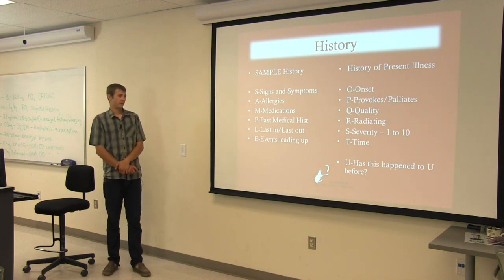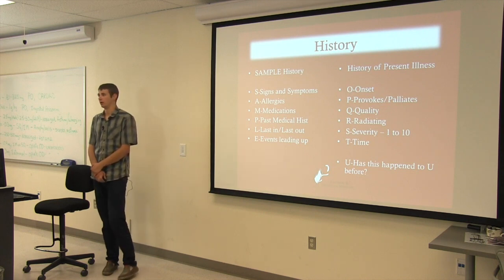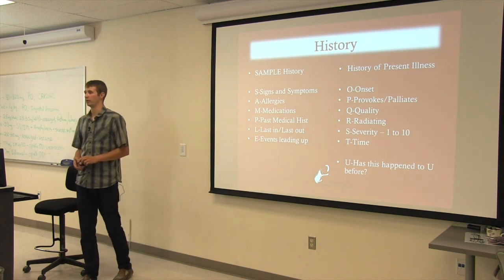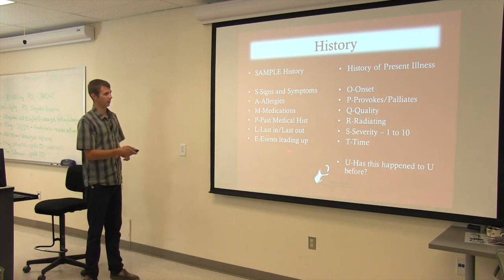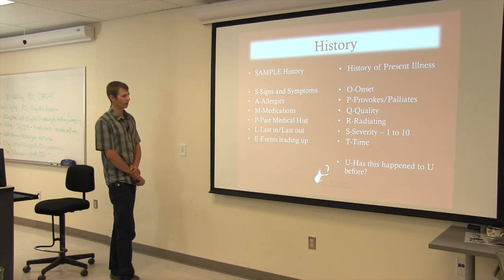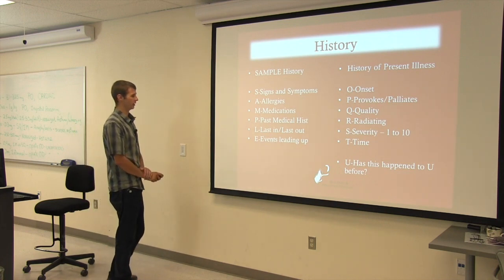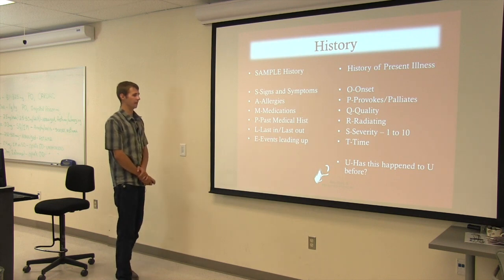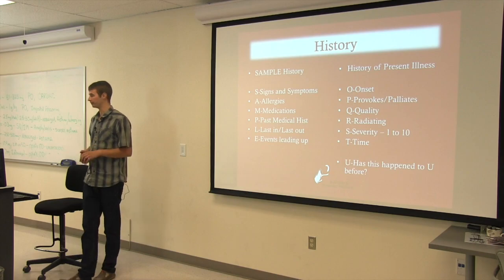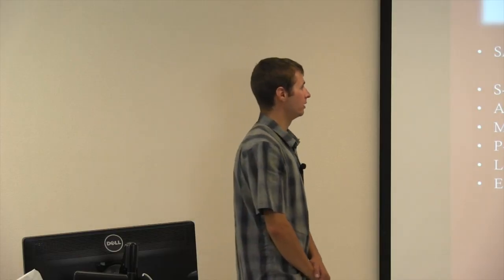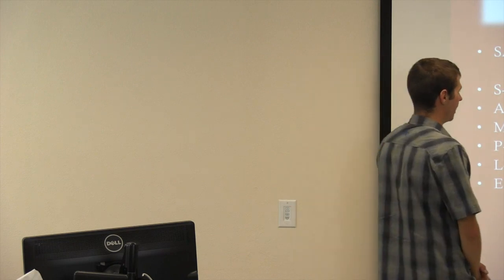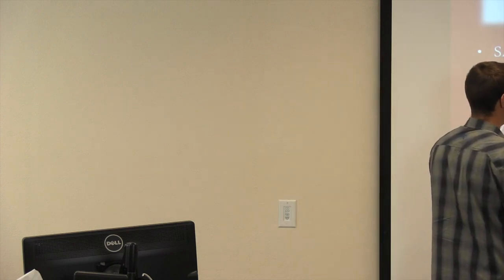And then finally, down here at the bottom, events leading up to their complaint. What was going on leading up to your injury? You might have already figured this out when you're assessing your AVPU, your level of orientation, but it's good to get a very thorough history of the events leading up to whatever happened to the patient. Along with our SAMPLE history, we want to get the history of present illness. The acronym here is OPQRST.